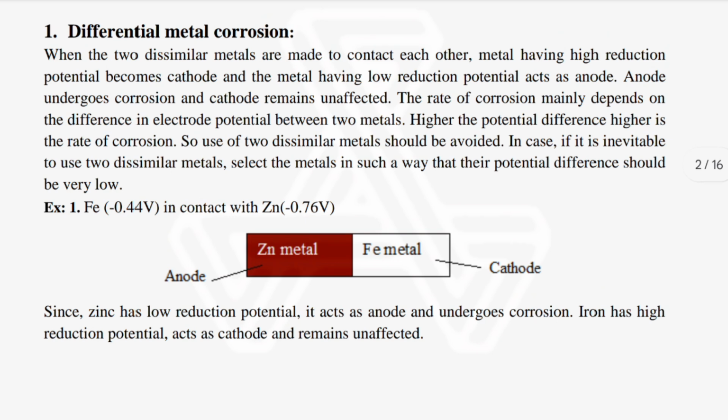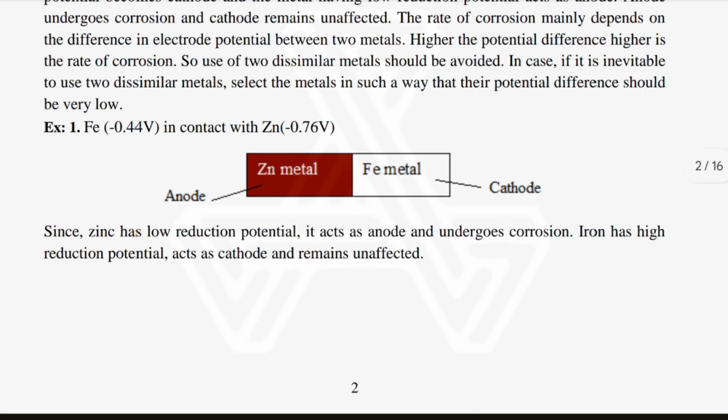Differential metal corrosion. When two dissimilar metals are made to contact each other, the metal having high reduction potential becomes the cathode and the metal having low reduction potential acts as the anode. The anode undergoes corrosion and the cathode remains unaffected. The rate of corrosion mainly depends on the difference in electrode potential between the metals.